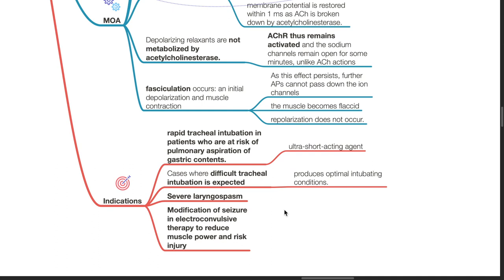Indications for Suxamethonium. Rapid tracheal intubation in patients who are at risk of pulmonary aspiration of gastric contents. Cases where difficult tracheal intubation is expected. Cases of severe laryngospasm, and modification of seizures in electroconvulsive therapy to reduce the muscle power and risk of injury.